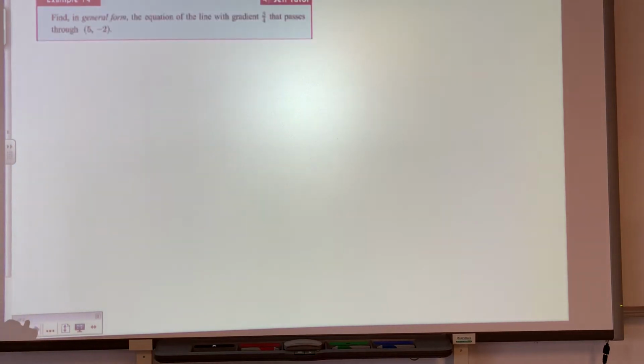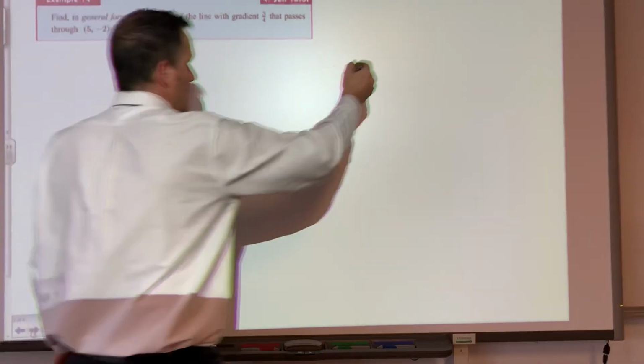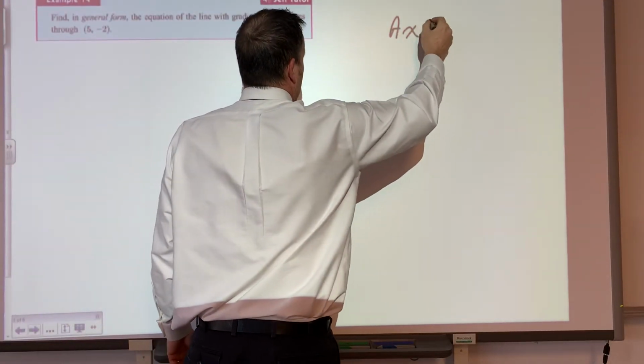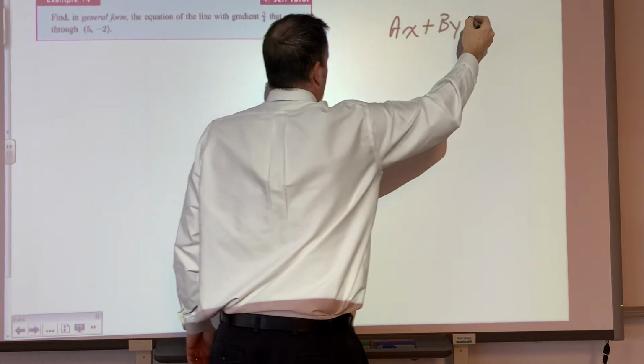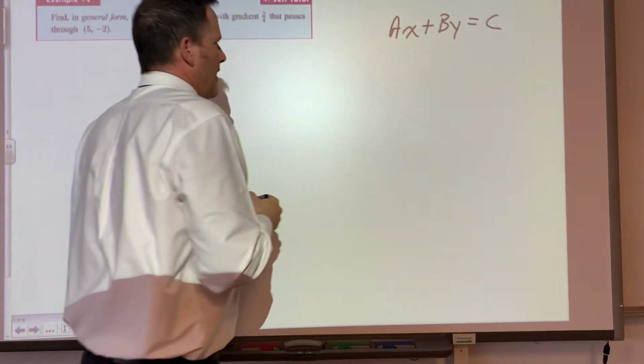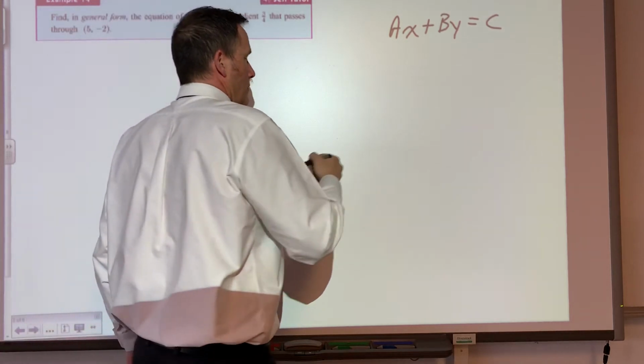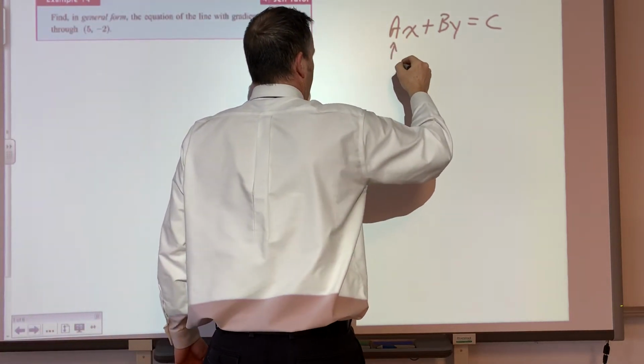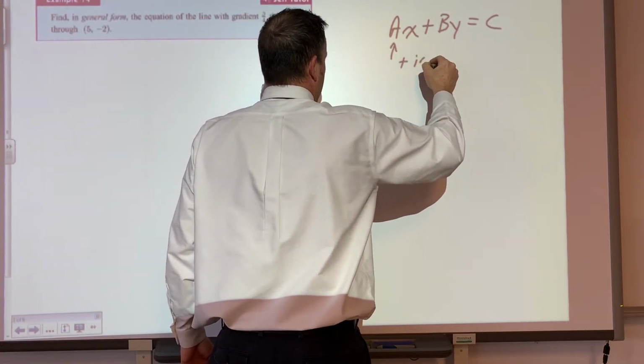Now, next, in general form. So now we've got to take the equation, and the end goal is ax plus by equals c. That reminds me, I overlooked a couple rules earlier. This has to be a positive integer.